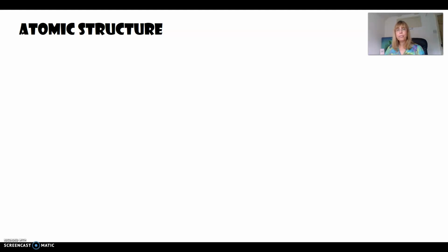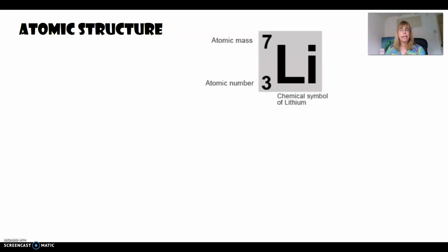Okay, so let's have a look at the structure of an atom, and our go-to place is always the periodic table.